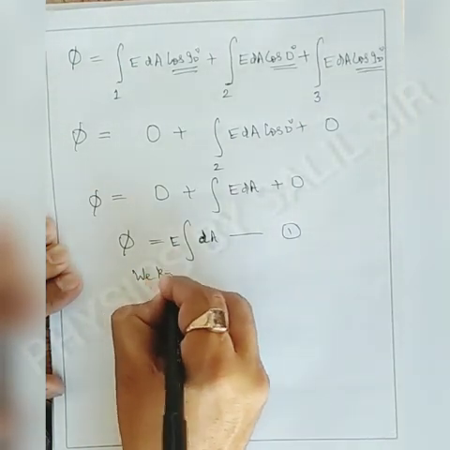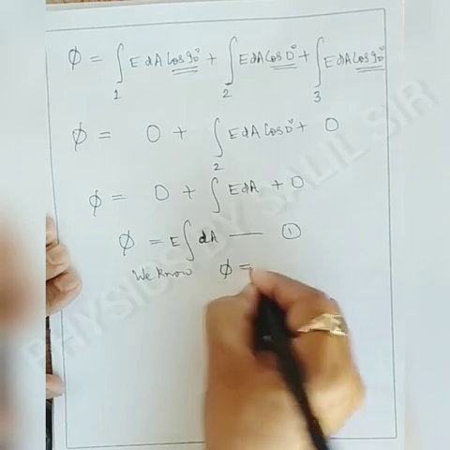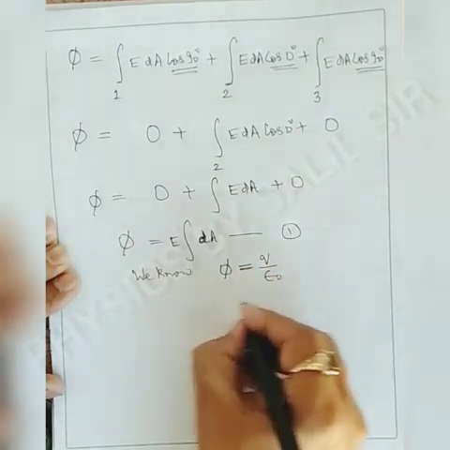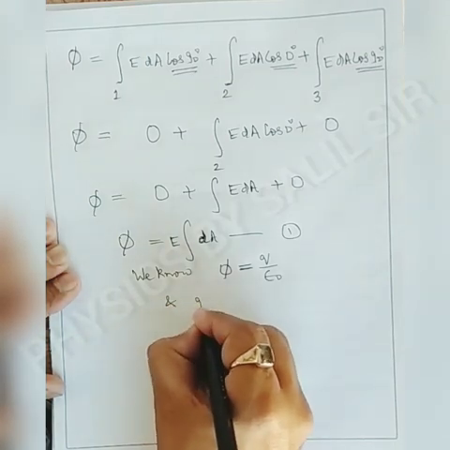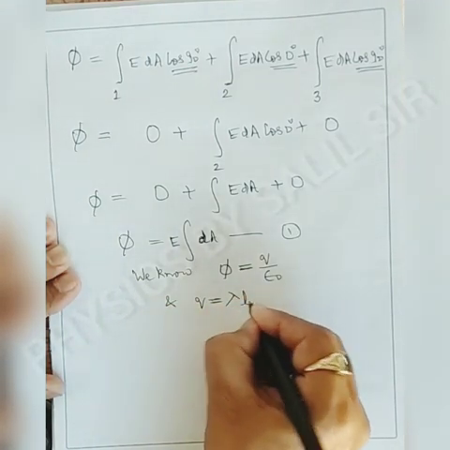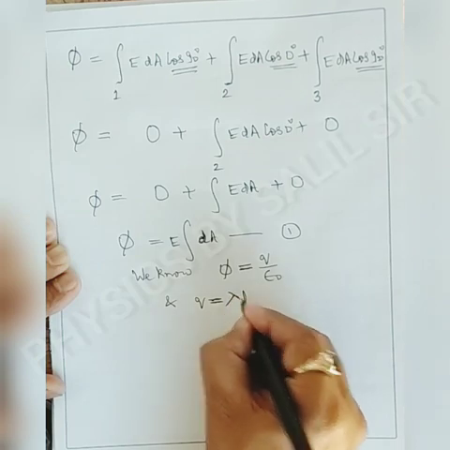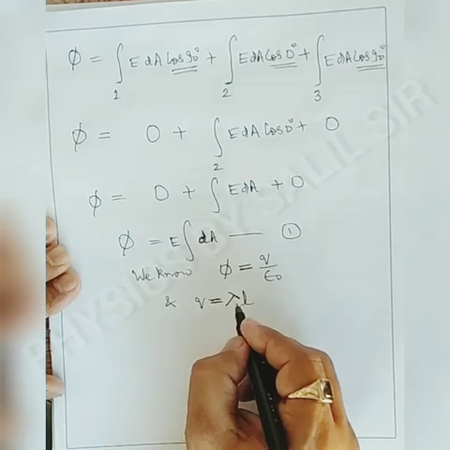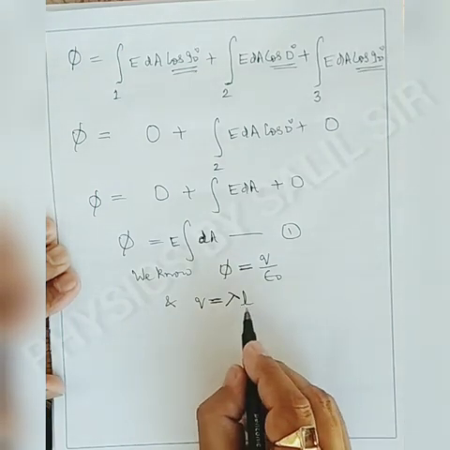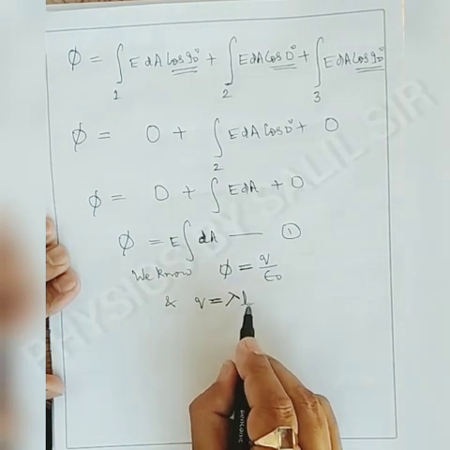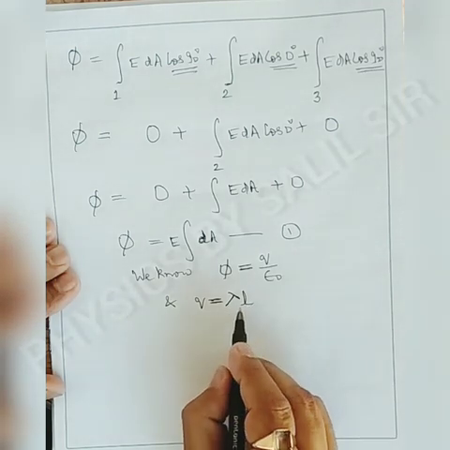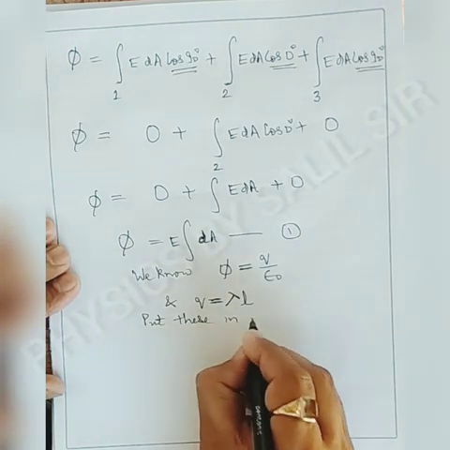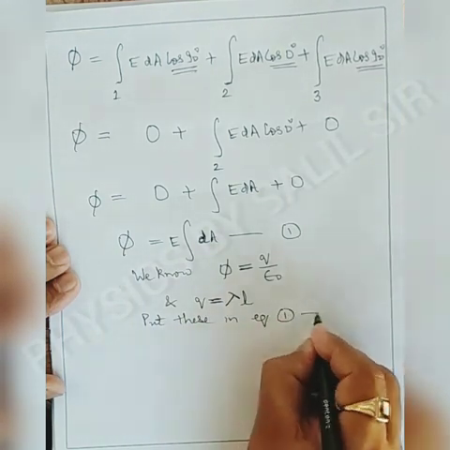And we know that according to Gauss law, flux is equal to Q upon epsilon naught, and Q is equal to lambda L, where lambda is the charge density. When we want the charge for the whole length, it should be multiplied by L. So that's why it is lambda L. Now put these in equation number 1.